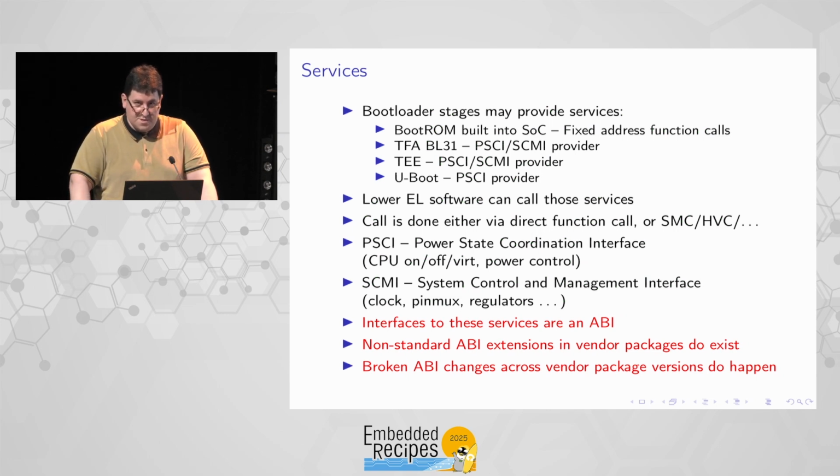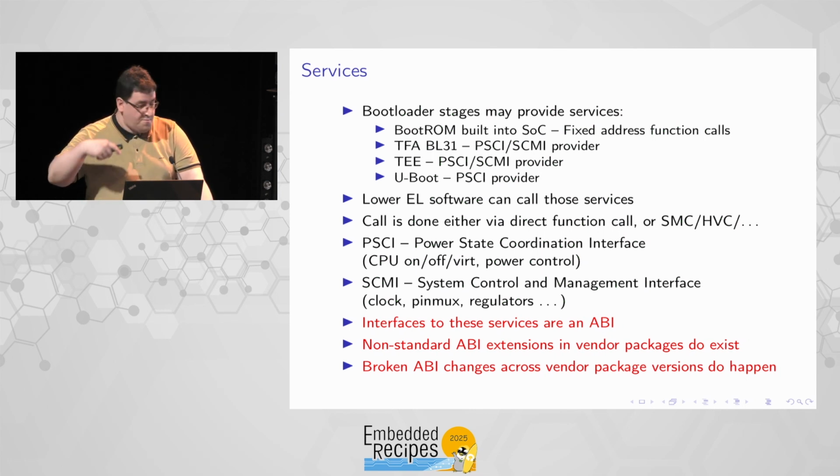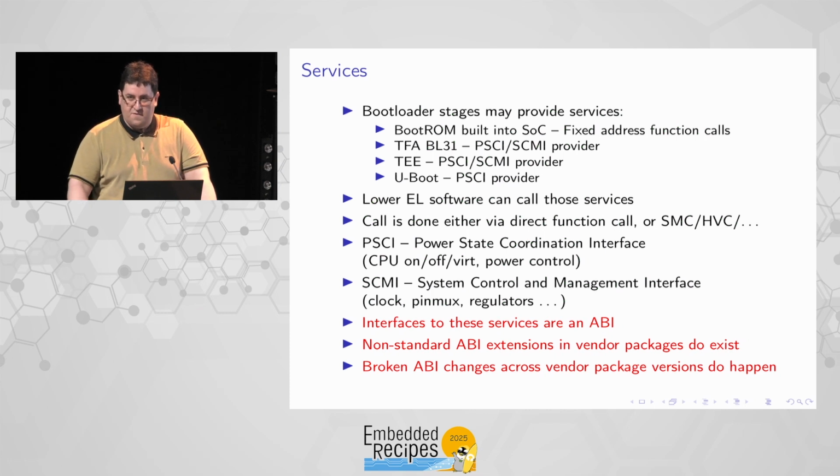ARM has a specification which is called SMCCC, SMC calling convention, which defines which registers are supposed to be passed alongside the SMC exception or HVC exception for the secure monitor to interpret it correctly. It says basically that R0 is some sort of a function ID, R1 to R6 are parameters for the function, and there are additional specifications, PSCI and SCMI, which define some of the function IDs and what they are doing.